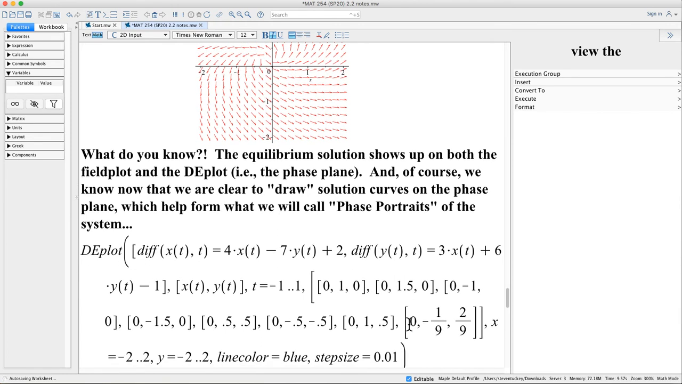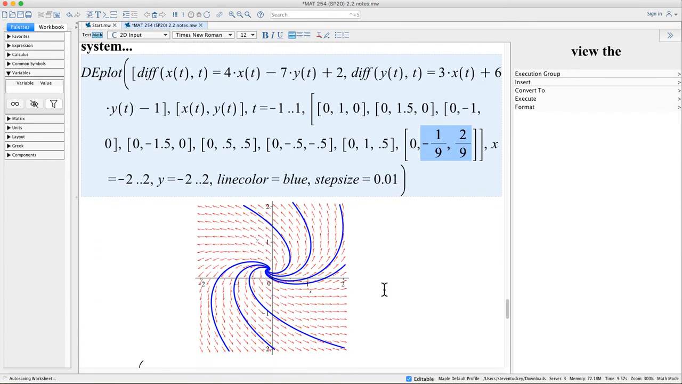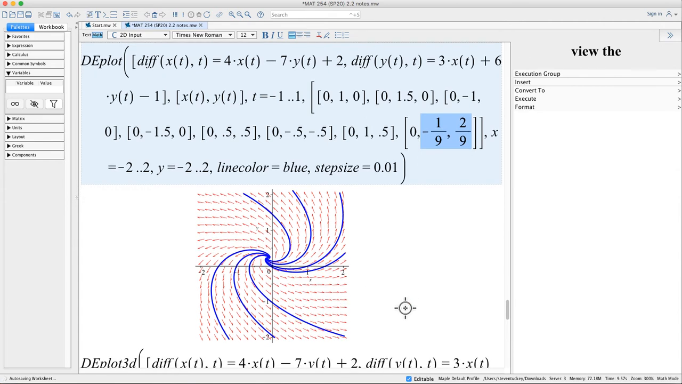Add some initial conditions. I added a whole bunch, including the actual equilibrium point right there. And so we can see what happens to those solution curves. It looks like no matter where you start on the phase plane, everything is heading out and away from that equilibrium point.